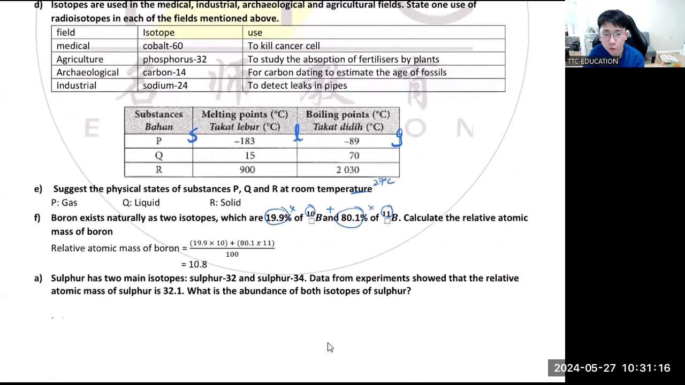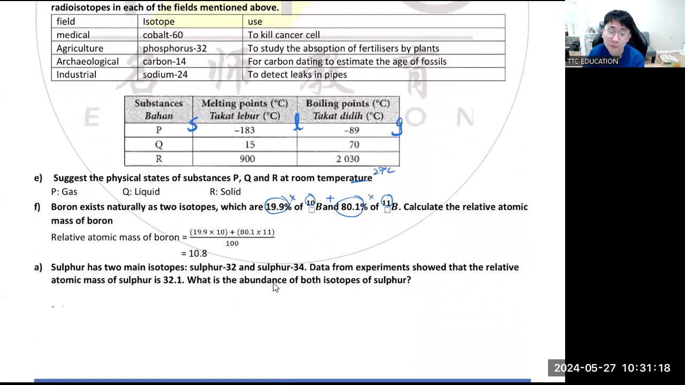Okay, but then if you go to the last one, this last one is quite complicated. Why complicated? Because they say sulfur has two isotopes, 34 and 32. And then they say the relative atomic mass of sulfur is 32.1. Means that the average between 32 and 34 is 32.1. What is the abundance of both isotopes of sulfur? So guys, how do you do this kind of question? You're going to do a reverse calculation of what you did in the previous question.